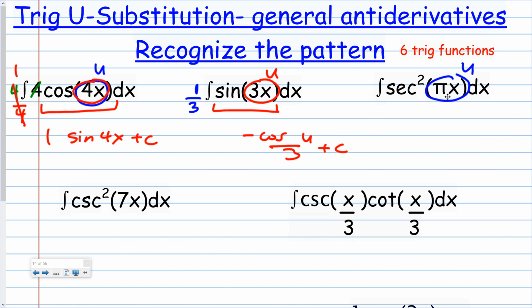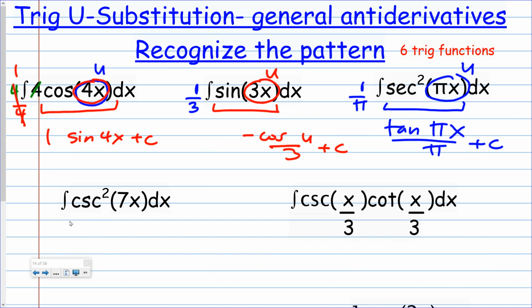If this is my u, is secant squared u on my pink sheet? Yes, then you can do this method. What's the integral of secant squared u? Tangent u, you just copy it exactly like it is. What's the derivative of pi x? Pi. Let's see how easy this is. This had a 1 in front of it, so essentially we just did 1 divided by pi.